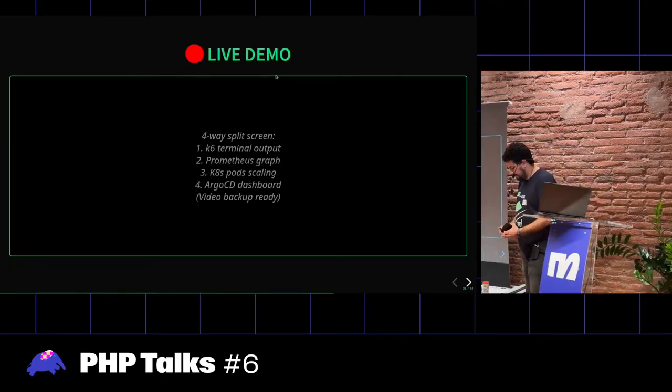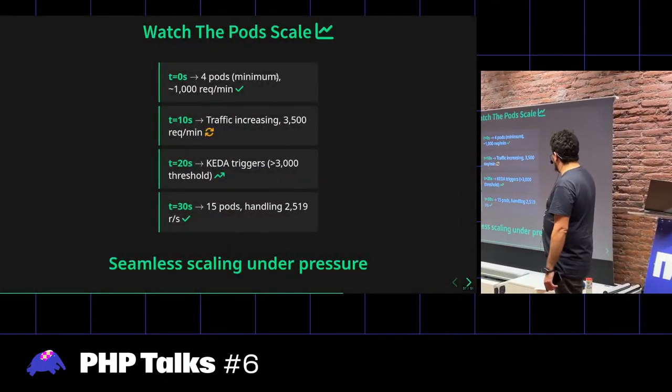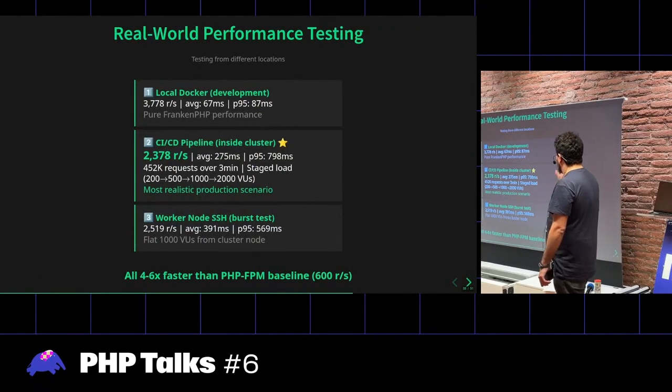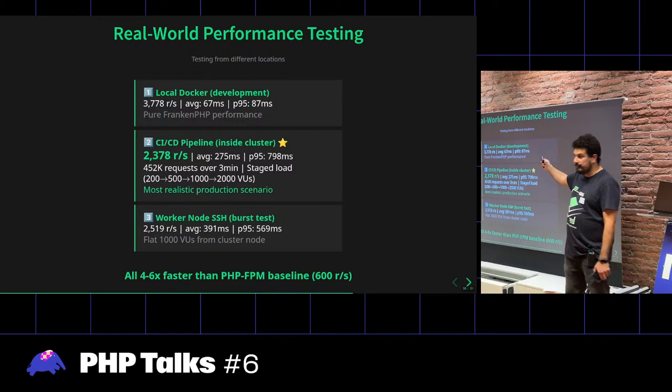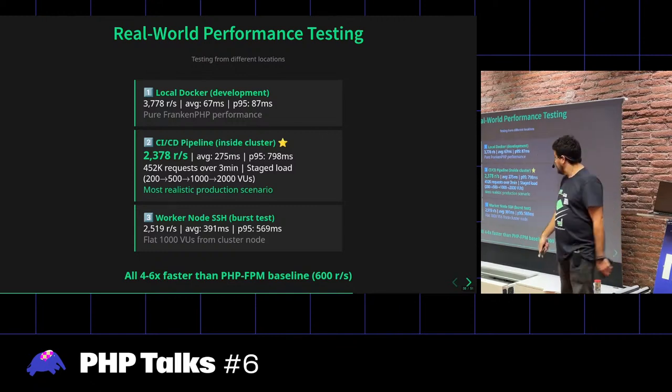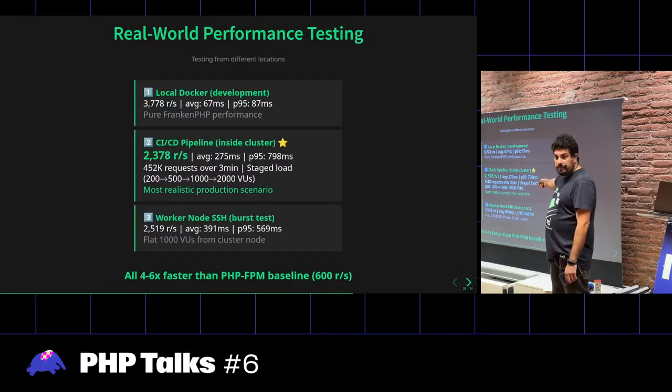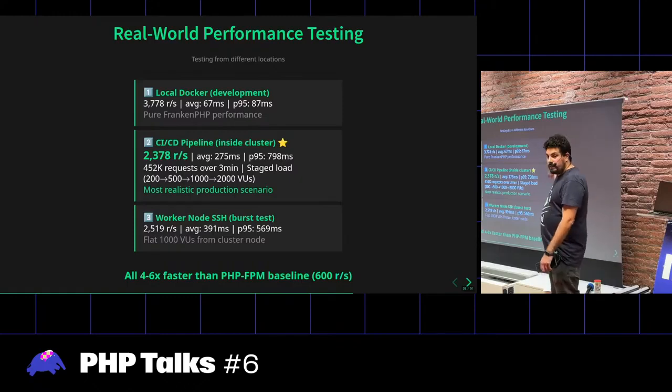Click here. Next one. So here is how we did it. In general, my test was 2,519, so it was pretty much better than this one. My local run before got 3,778 with this computer connected to the power. It's a really powerful machine. Then I ran a pipeline in CI/CD inside my cluster, and I got 2,378 in worker mode from SSH. So I joined one of my nodes inside my cluster, and I ran k6 but fixed. So 30 seconds, 1,000 virtual users.